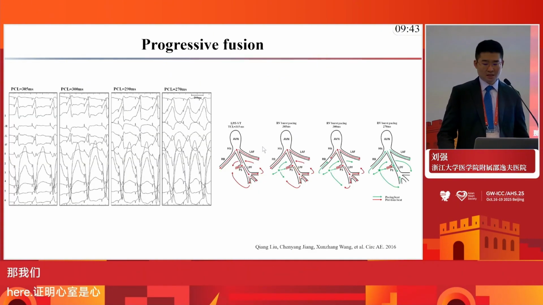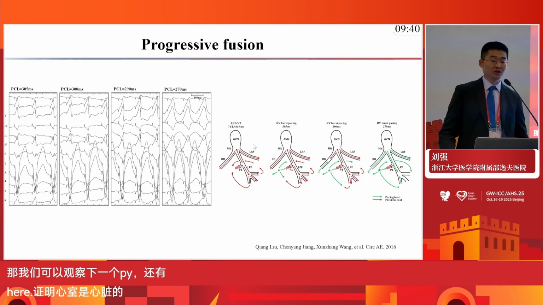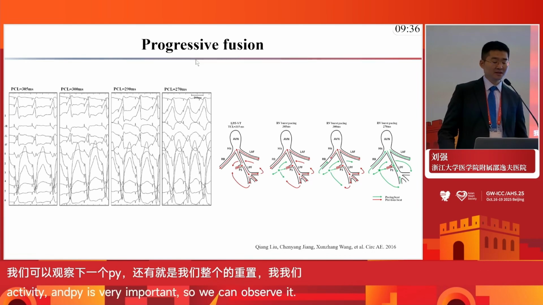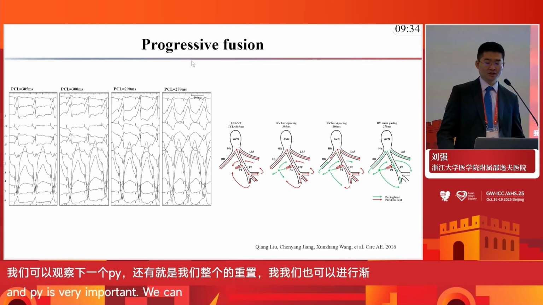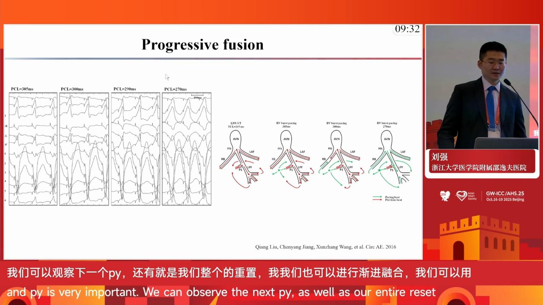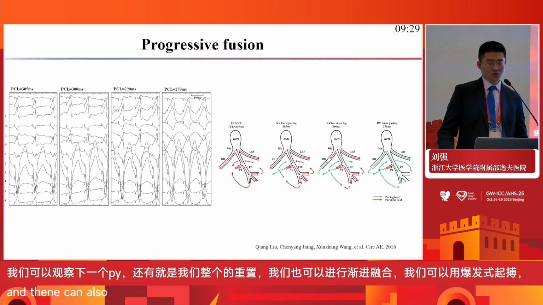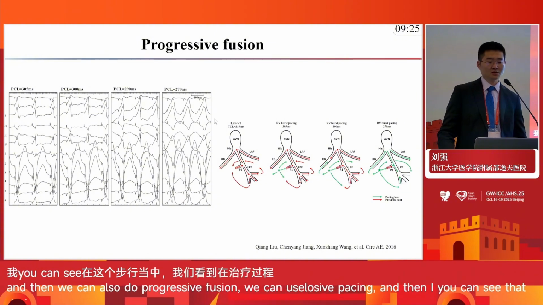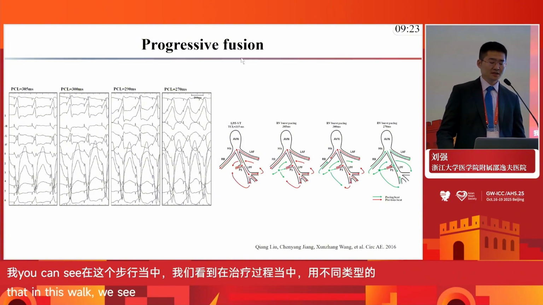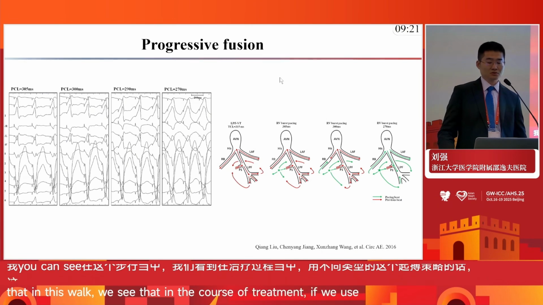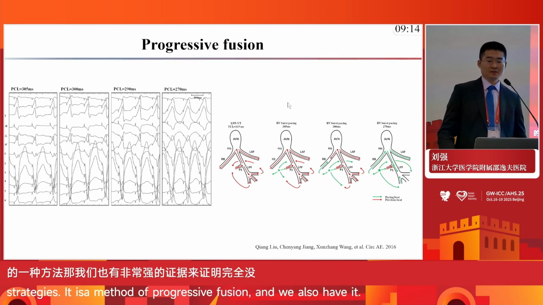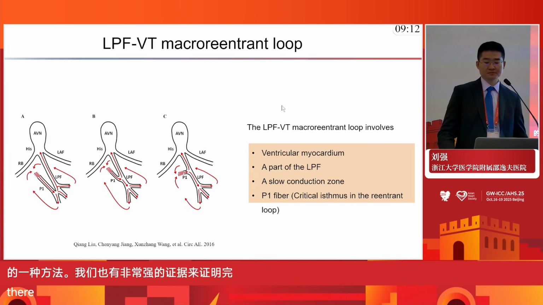The other maneuver is progressive fusion. We used burst pacing slightly shorter than the tachycardia cycle length. We can see that with different pacing cycle lengths, the QRS morphology is different. This is called progressive fusion, and it is strong evidence that the tachycardia is a ventricular myocardium-involved microreentry circuit.